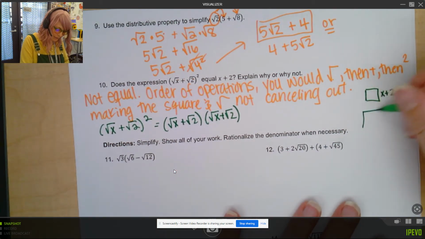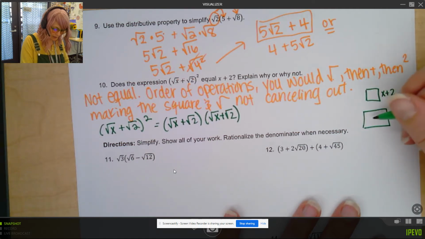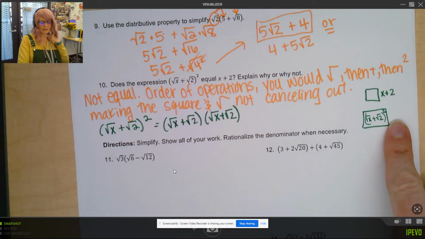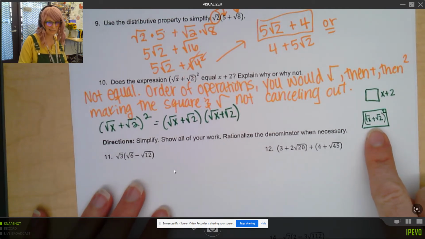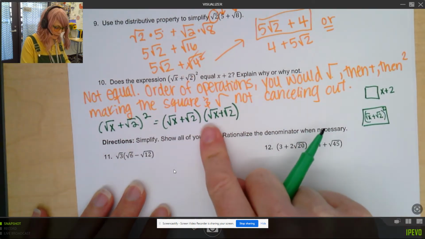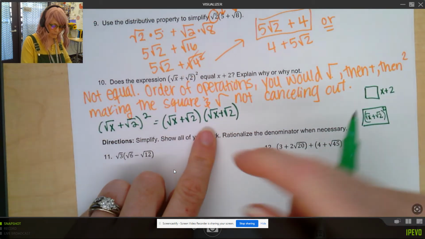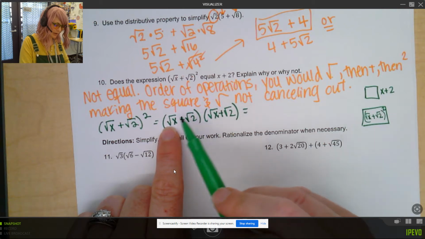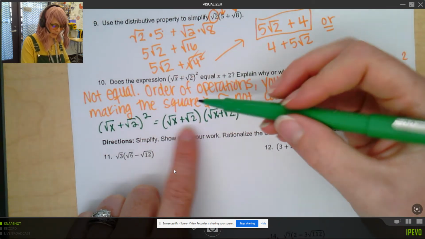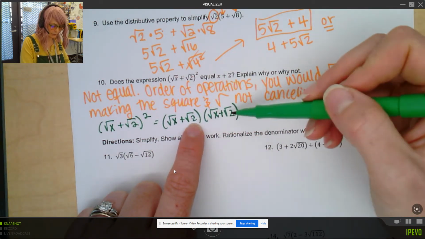Or if you think about a square, it's not a very good square, with area square root of x plus square root of 2 squared, would its side length be square root of x plus square root of 2? No. So taking a look here, when we do simplify this, we have to do square root of x times square root of x and square root of x times square root of 2 and square root of 2 times square root of x and square root of 2 times square root of 2.